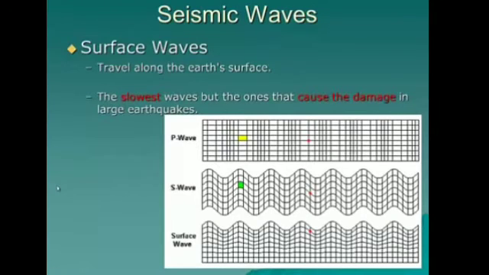And the final type of seismic wave is a surface wave, sometimes called an L wave. And these travel along the Earth's surface. Now it's called an L wave because that stands for longitudinal. We can't use S for surface because S already stands for secondary. So our surface waves, they travel along the surface. They're the slowest waves, but they're the ones that cause the most damage in large earthquakes. Why? Well, because all the stuff to damage is on the surface, and the surface waves will cause the most damage. Let's take a look at them.